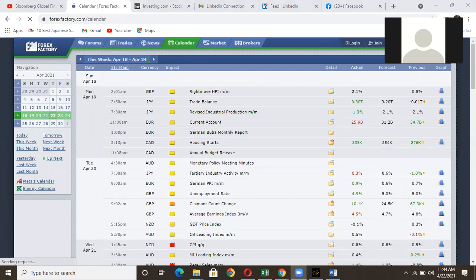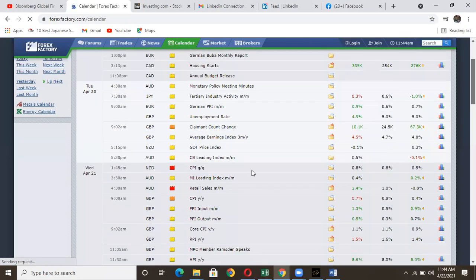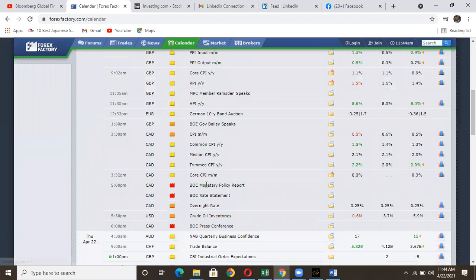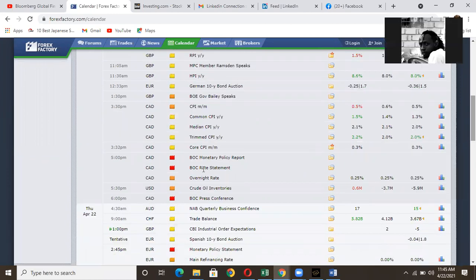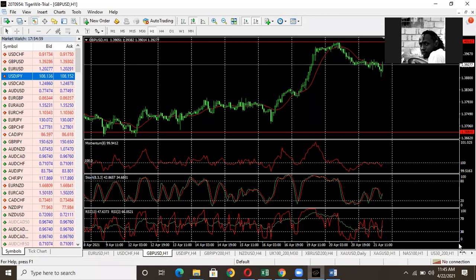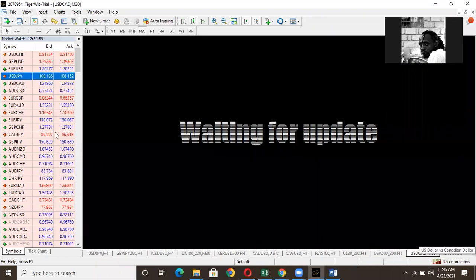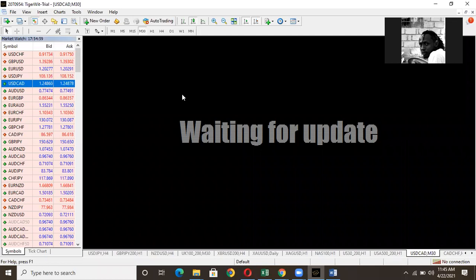So let's continue. I was talking about the CAD. Yesterday was Wednesday. There was the Bank of Canada monetary policy report, and there was also the BOC rate statement. I saw some guys really made a good killing yesterday trading this CAD. If you got in at the right time, let's go to the chart and have a look at what the CAD was doing. So this is the chart.